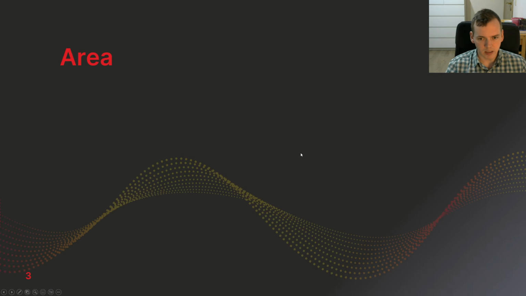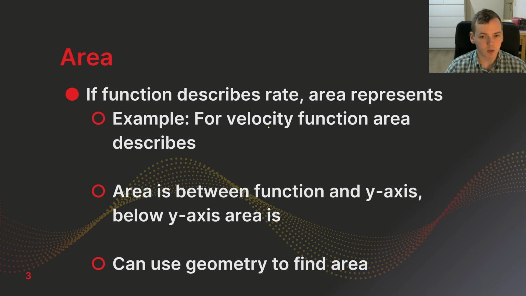So jumping right into it here, if we start with area, let me change my color here. Okay, so area is what we're looking at. If a function describes a rate, so if I'm talking about how much something's changing, then the area represents the total change. So if a function is describing a rate of change, the area enclosed by that function represents the total change.